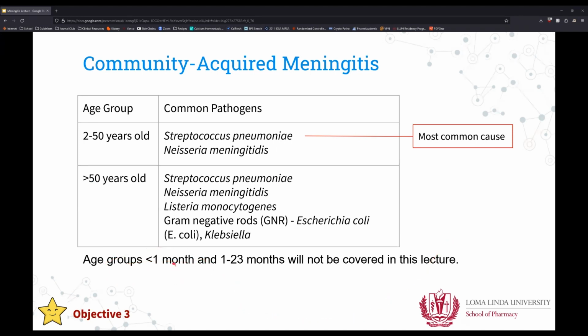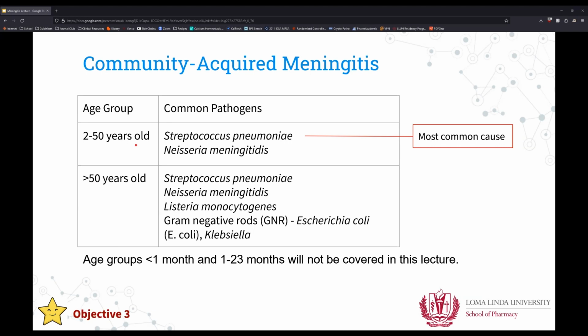As we mentioned here, we have age groups of patients less than 1 month old, and then patients anywhere from 1 to 23 months old. Both of these are not going to be included in this lecture, and we are only going to essentially focus on the adult side of things. And you can hear more about it later in your pediatrics lecture. So the 2 groups we'll be focusing on are the 2 to 50 years old and then above 50-year-olds.